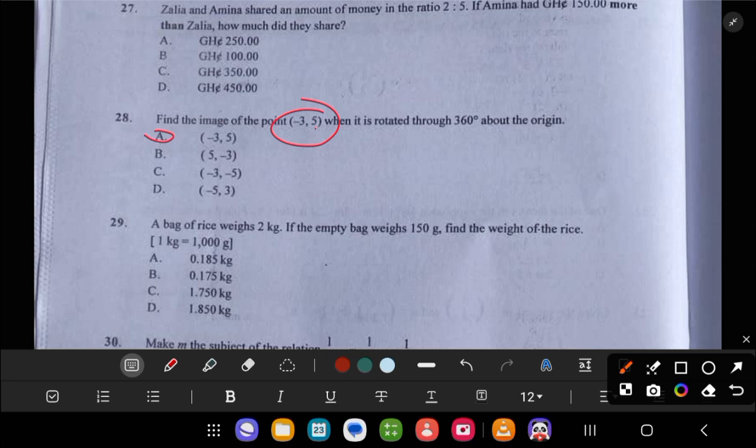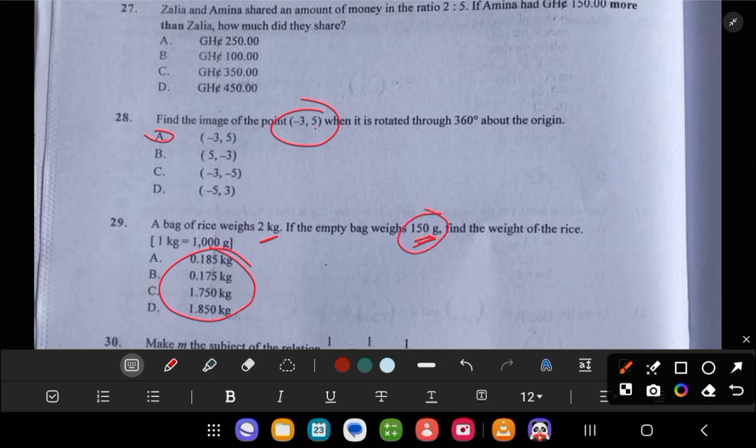Question 29. A bag of rice weighs 2 kilograms. If the empty bag weighs 150 grams, find the weight of the rice. Now, we need to convert either this to kilogram and then work it out, or you convert this to gram and then work both of them out. Anytime you are working with units, they have to be the same. Now, looking at the answers here, when you convert to grams, you'll be in trouble. So since the question is in kilogram, we have to also work in kilogram.